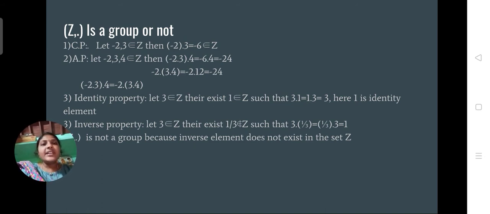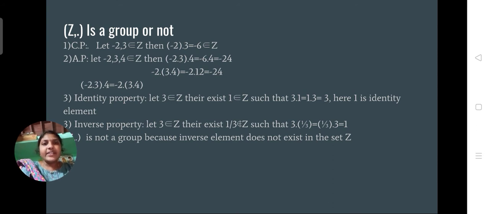If we operate 3 with another element, then we get the same element 3. So therefore 3 dot 1 is equal to 3 and 1 dot 3 is equal to 3. Then 1 is called an identity element. And the next, fourth one, is the inverse property.